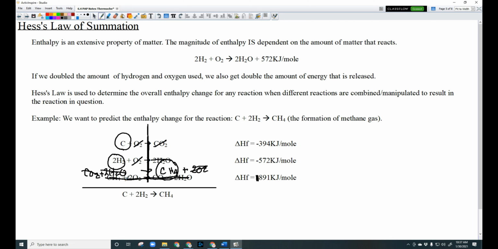So what I'm going to do now is once I've done this and I've gotten the reaction that I want, then we just sum up these numbers. Okay, that's why it's called Hess's law of summation. These reactions sum up to give me this reaction. So these numbers will sum up to give me the delta H of this reaction.